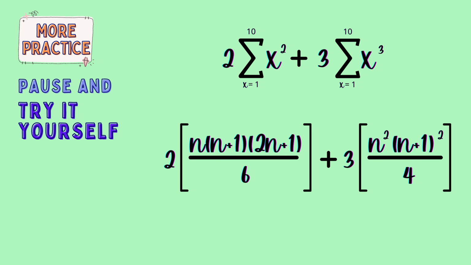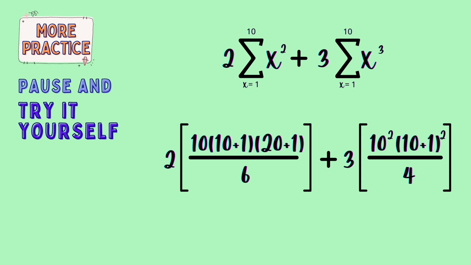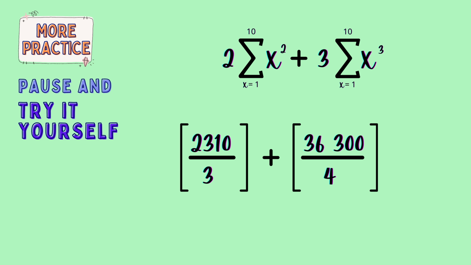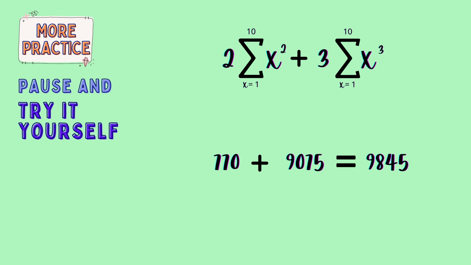Next, we will use formula 5 for the summation of x squared, and formula 6 for the summation of x cubed. Substituting n with 10, we have, simplifying 2 and 6, we have, evaluating this, we have 770 plus 9075 equals 9845.